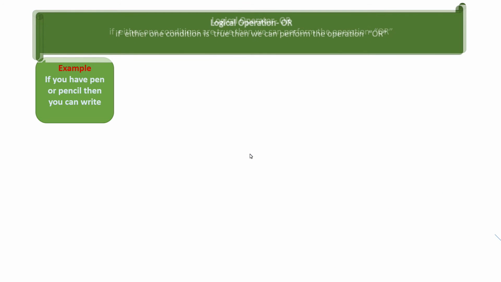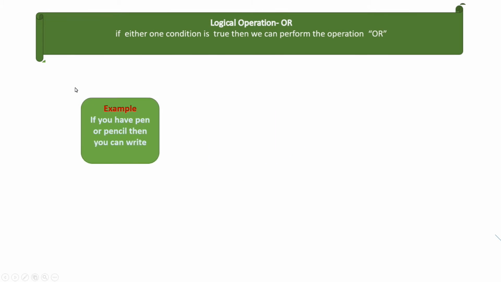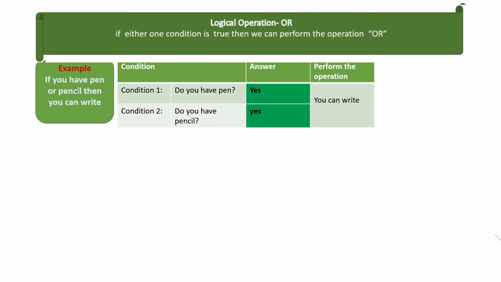Then next logical operator OR. If either one condition is true, then we can perform the operation OR. Example: if you have pen or pencil, you can write. Here we can see two conditions. Do you have pen? Do you have pencil?